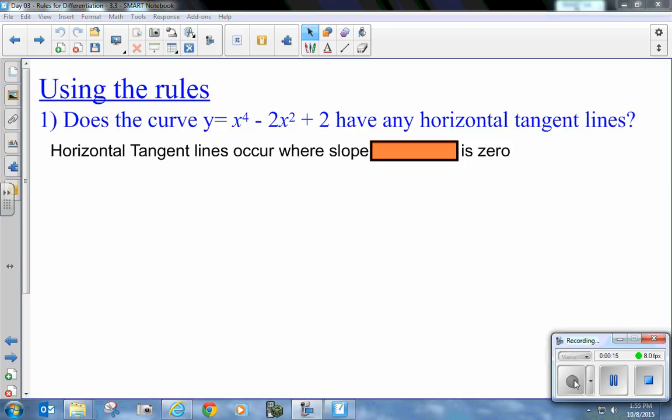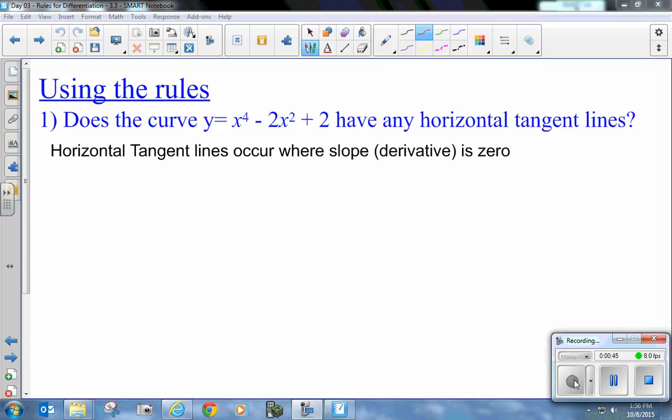Horizontal tangent lines occur where the slope, what's another word for slope? Or the derivative is 0. If the derivative is 0, that means you got a horizontal tangent line, correct? Because a horizontal line has a slope of 0. So in order to figure out what has a slope of 0, we need to figure out what expression represents a slope. So we just take the derivative.